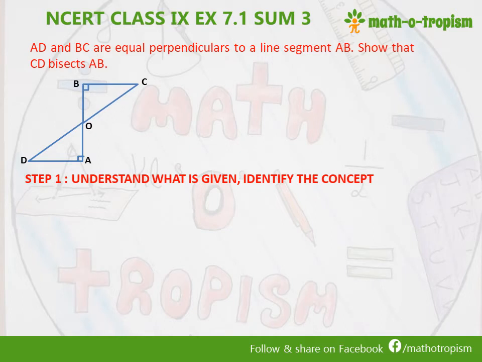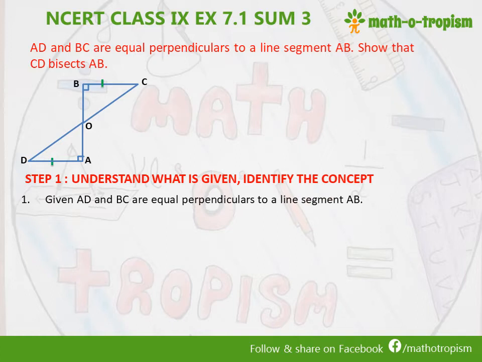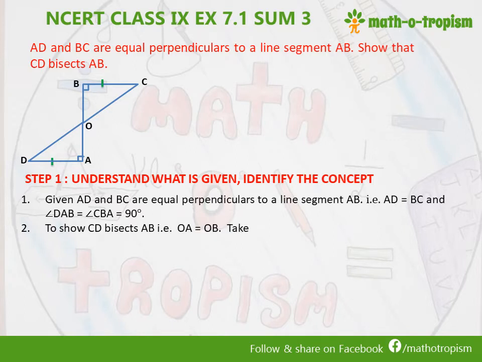So first step is understanding what is given and identifying the concept. We have been given that AD and BC are equal perpendiculars to the line segment AB. So it means that AD is equal to BC, and we have also been given that it is perpendicular, which means that angle DAB is equal to angle CBA, which are both equal to 90 degrees. Then we need to show that CD is bisecting AB, which means that OA equal to OB.